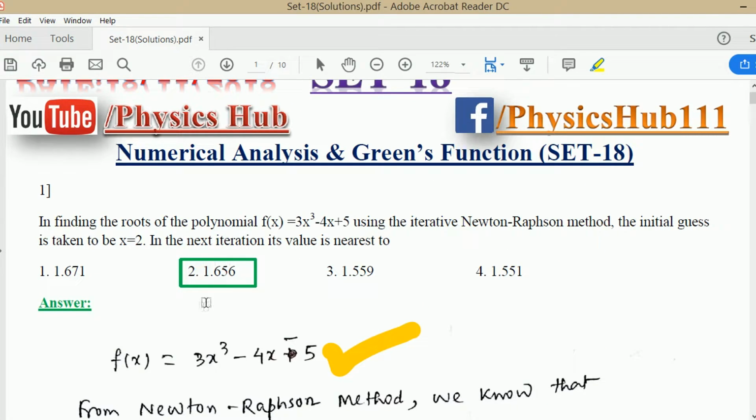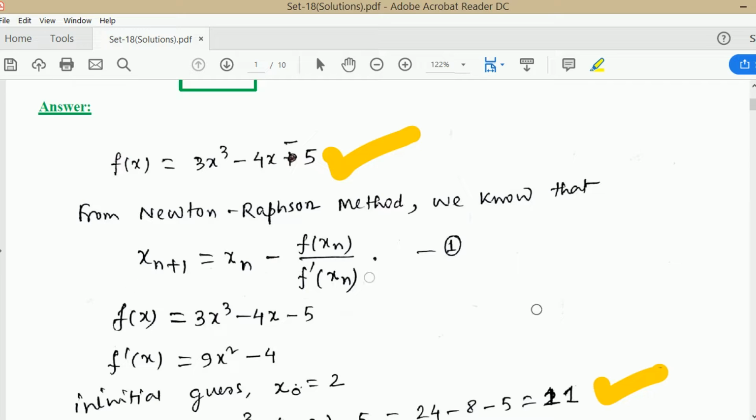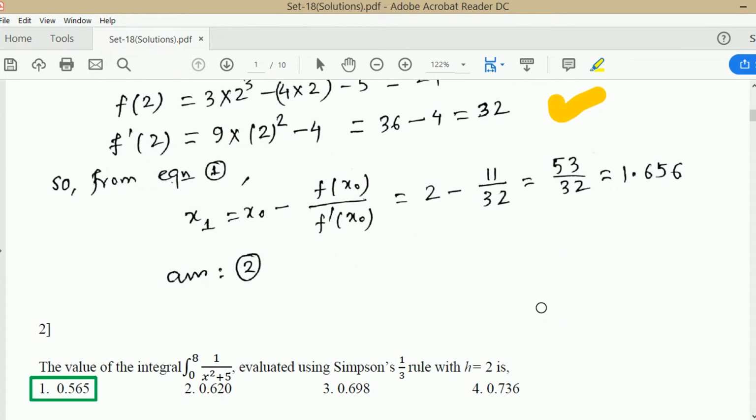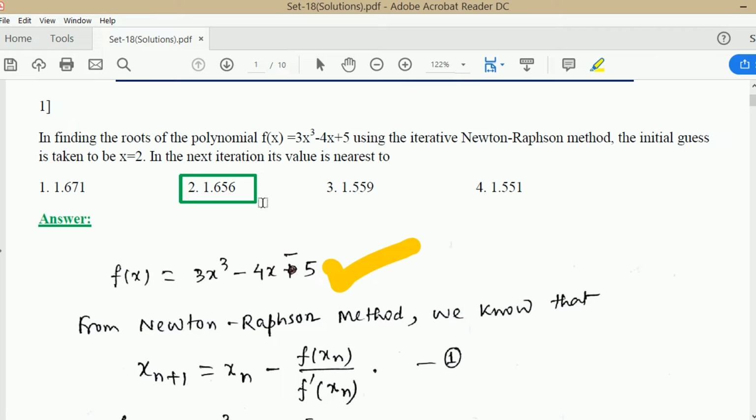The next iteration means we have to do one iteration. If the question asks you to do 2 or 3 iterations, then you have to apply this formula twice or thrice. Suppose you get this value after the first iteration, and you are asked to calculate the second iteration. Then you put this value in the formula and calculate f and f' at this point, and you get the next iterative value. For the time being, they have asked for only 1 iteration. That is very easy, and it matches option 2.